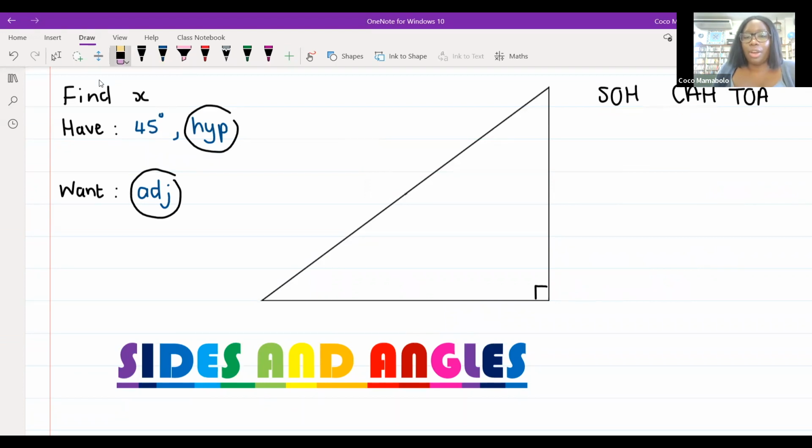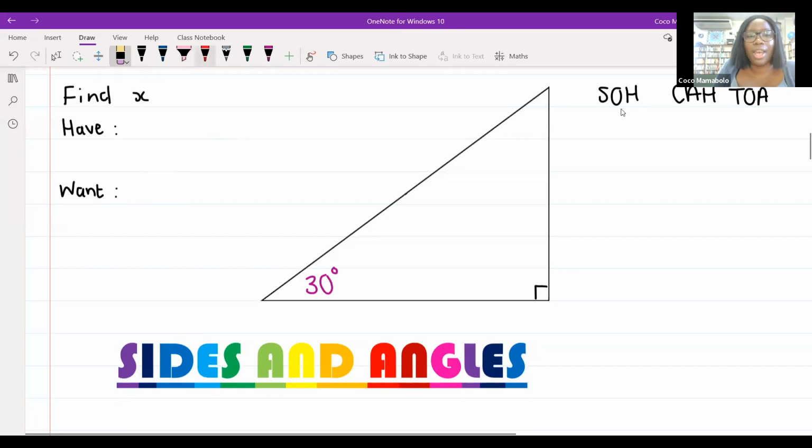Okay. All right, so I'm going to give you guys this information. My angle over here is still 30 degrees. I'm going to delete all of this because now we need new information over here. I'm going to tell you guys that this side over here is my X side, and this side over here is equal to 12.